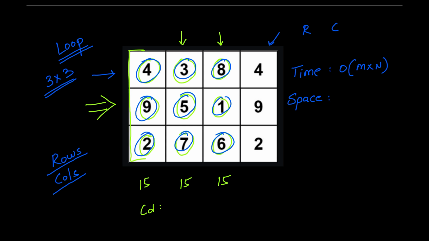And the space complexity is O of 1, that is constant space, as we are only using one variable to track the total number of magic squares we traverse through. I hope you are able to understand this explanation. Now let's discuss an alternate approach to solving this.